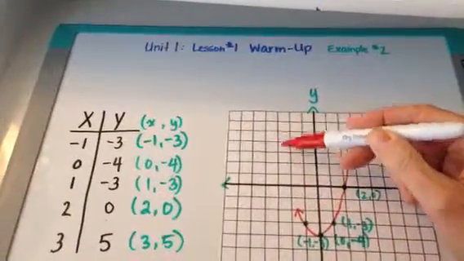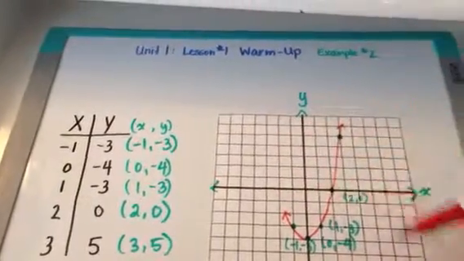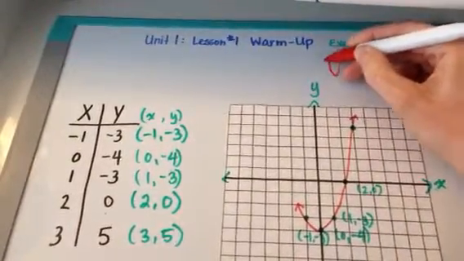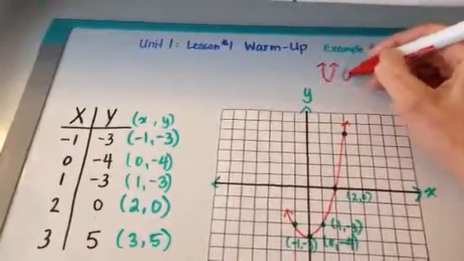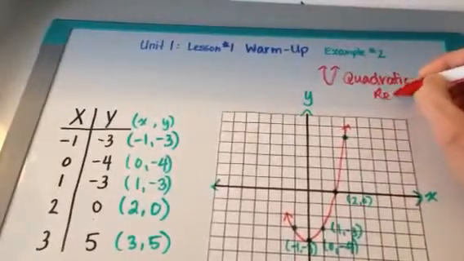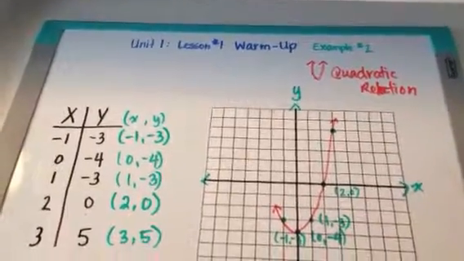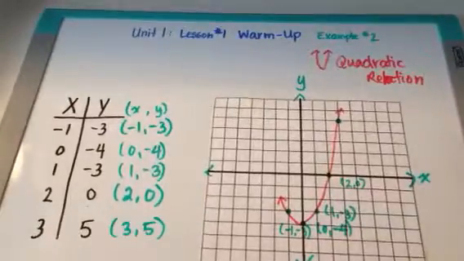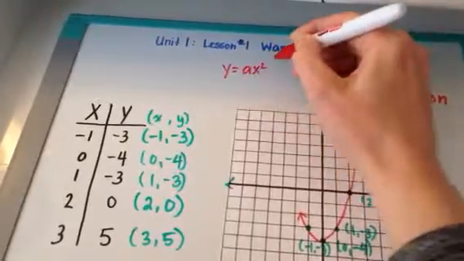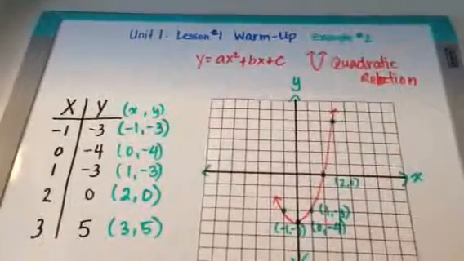If you were to continue it on both sides, you would end up getting a big U shape, which is our quadratic equation. So the U shape is a quadratic relation, and of course this is what this unit is on: quadratic relations. The general form of a quadratic relation is ax² plus bx plus c. But we will also see how you can write it in different ways as well.